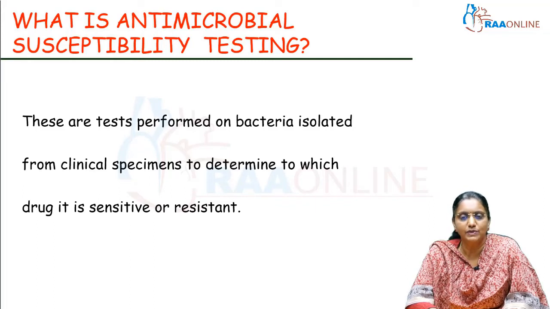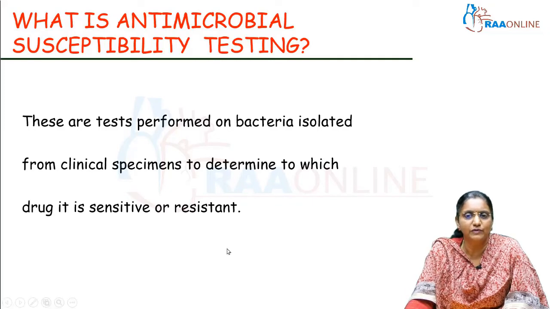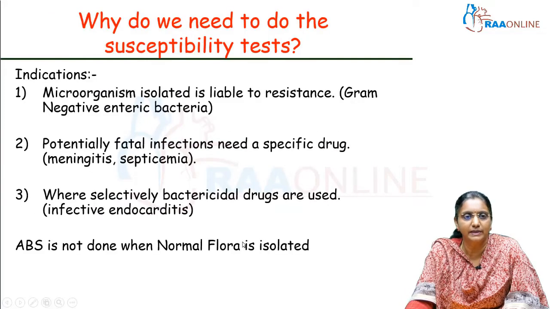Now coming on to exactly what is antimicrobial susceptibility testing. These are tests which are performed on bacteria isolated from the clinical specimens or samples of patients. These tests help us to determine whether the bacteria isolated is sensitive or resistant to a particular antibiotic, meaning whether we can use this antibiotic to treat him or her or not. That is the purpose of doing antibacterial susceptibility testing.